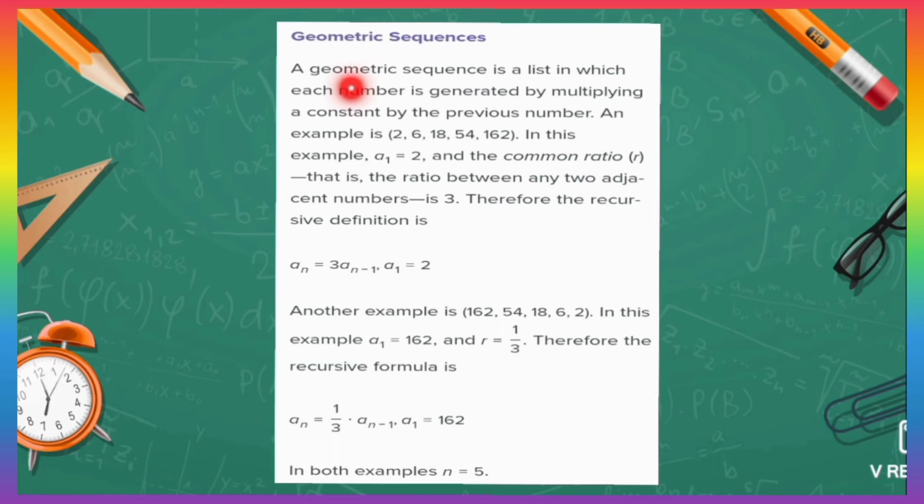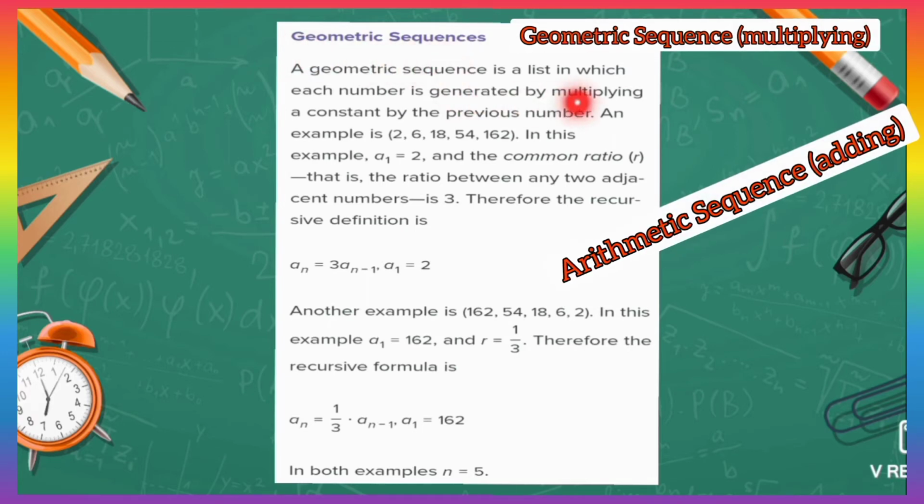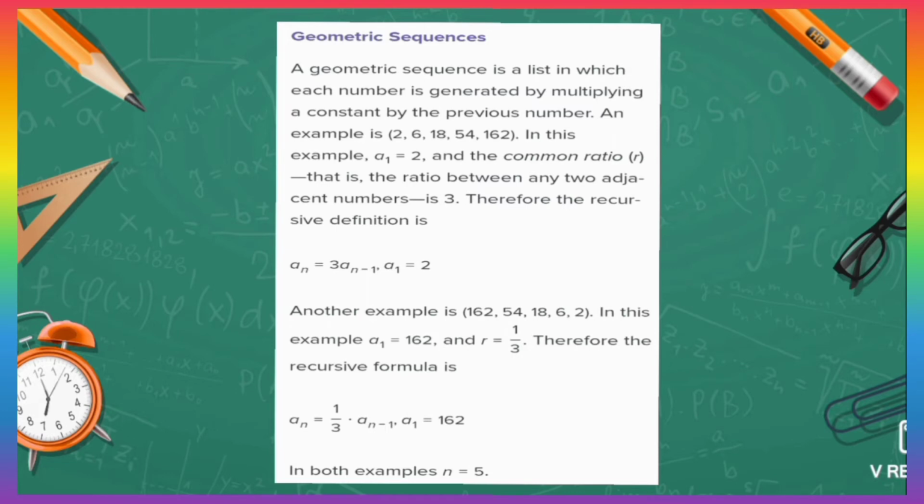A geometric sequence is a list in which each number is generated by multiplying a constant by the previous number. So, same lang ito siya kay arithmetic sequence. Yung pinagkaiba lang, geometric sequence siya pag nagmamultiply at pag arithmetic sequence naman ay nag-aadd. So, dapat marunong kang tingnan kung ano yung common difference niya. Okay? So, dito naman, an example is 2, 6, 18, 54, and 162.